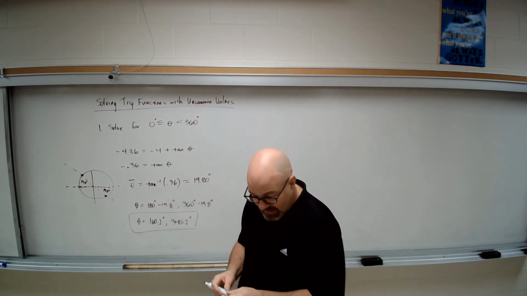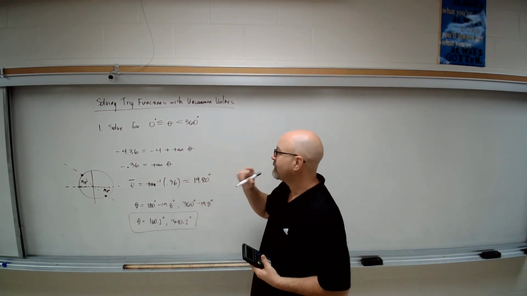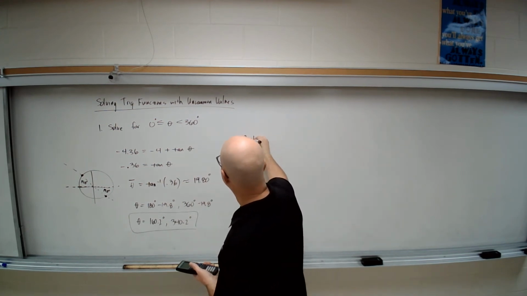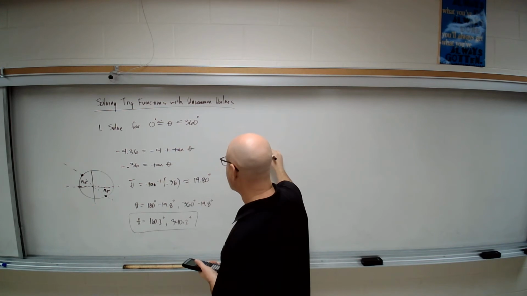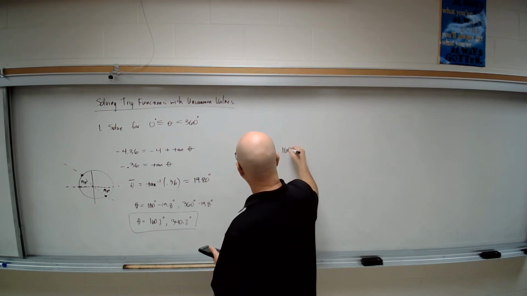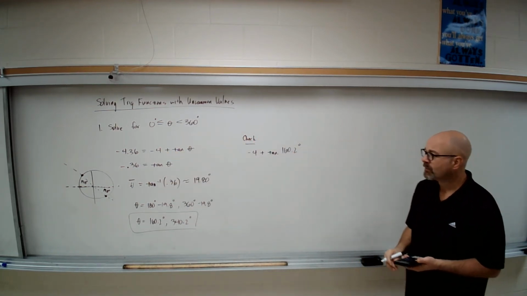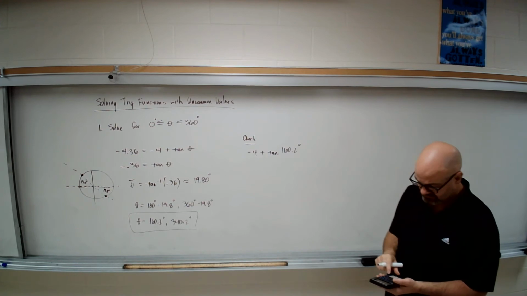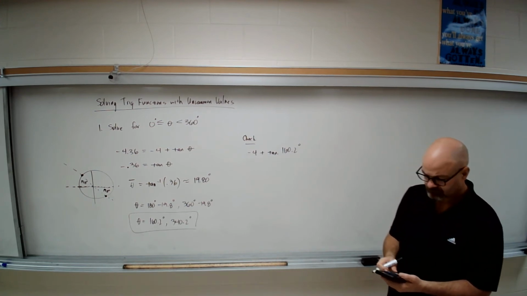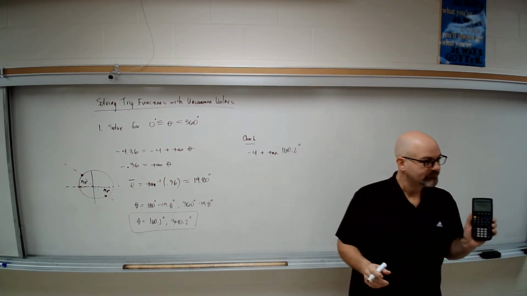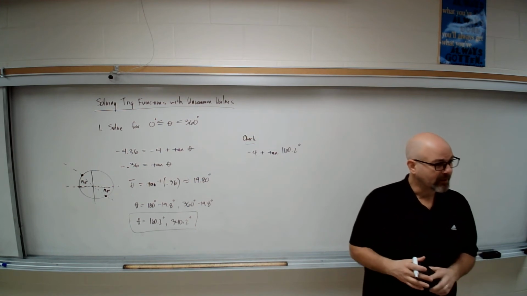Now, a really nice way to check this is to go back to the original equation and type in negative 4 plus the tangent of 160.2 degrees. It should be really close to negative 4.36. So let's see what that'll give us. It gives me negative 4.36002. That's close enough, right? We had to do a little bit of rounding in there.